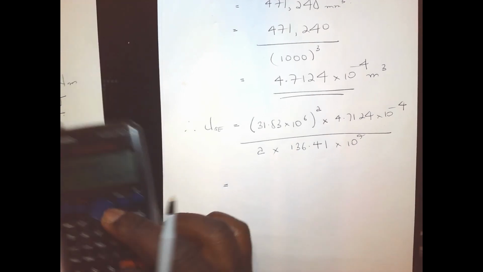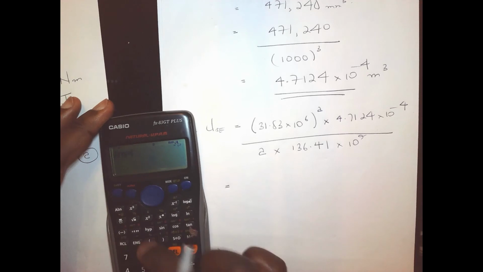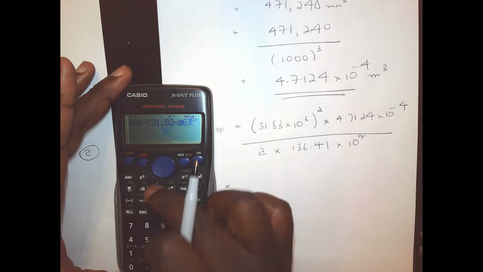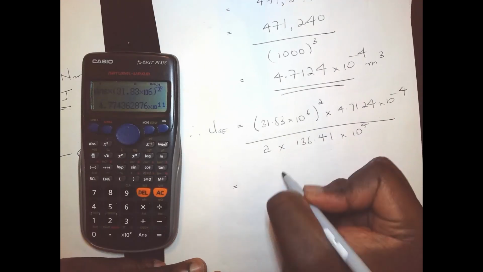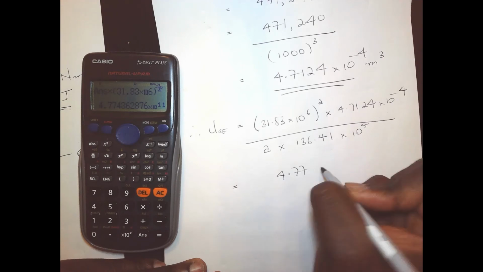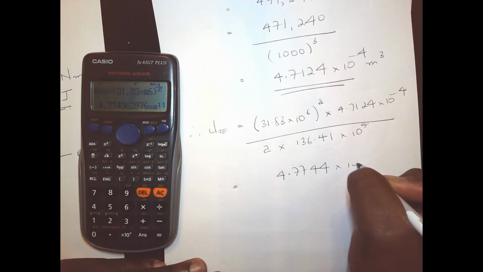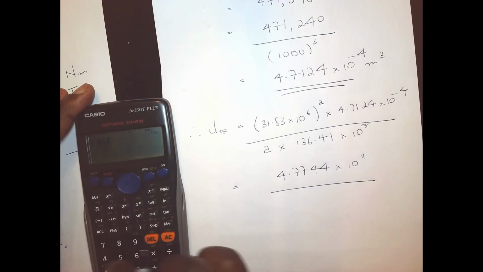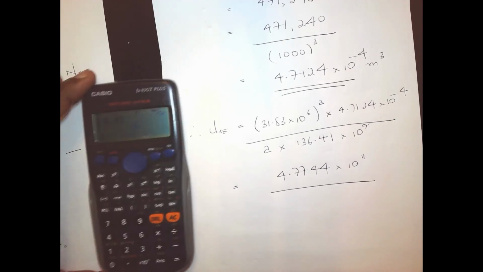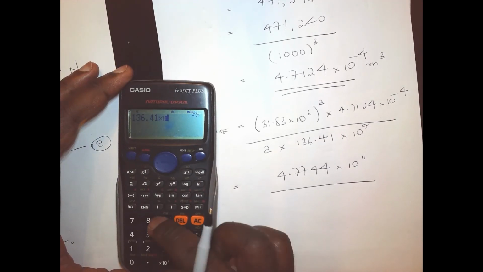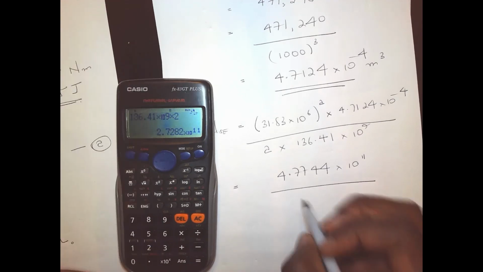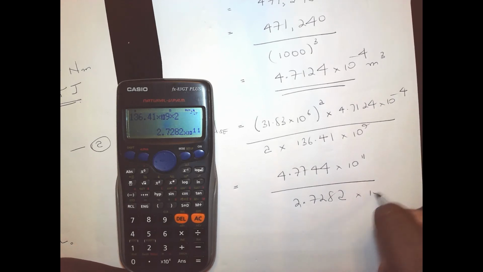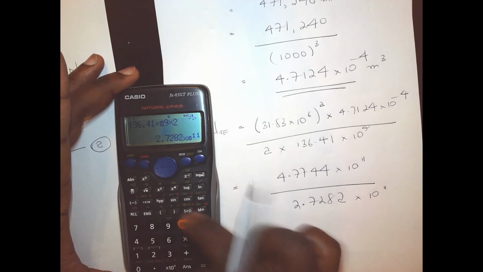So all that we have to do is do our computation. The volume times into bracket 31.83 to the power of 6 squared, and that would give 4.7744 times 10 to the power 11, divided by 136.41, yes, that's the 10 to the power of 9 times 2, and this gives 2.7282 times 10 to the power 11, so we can cast out that.